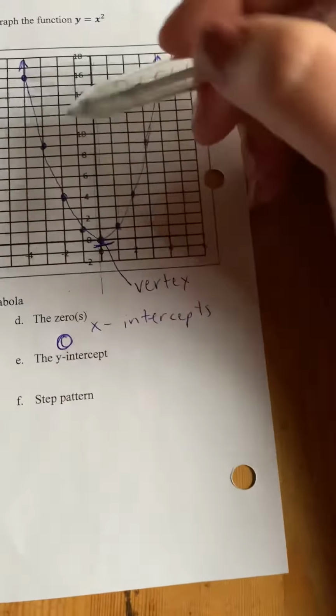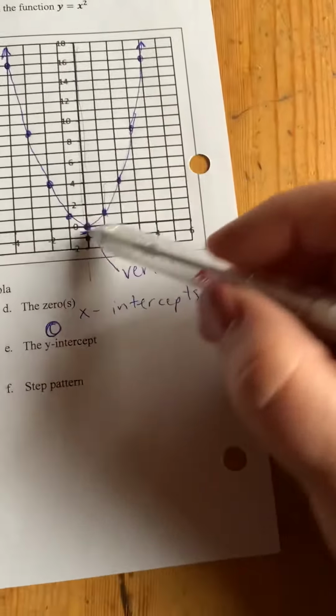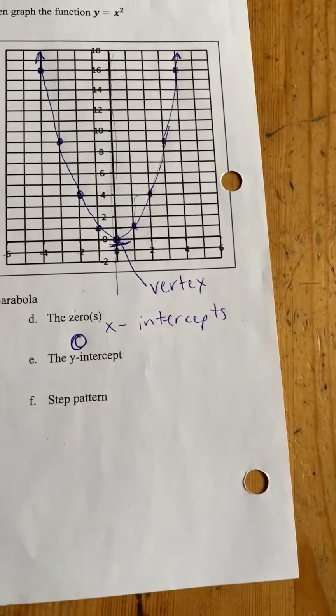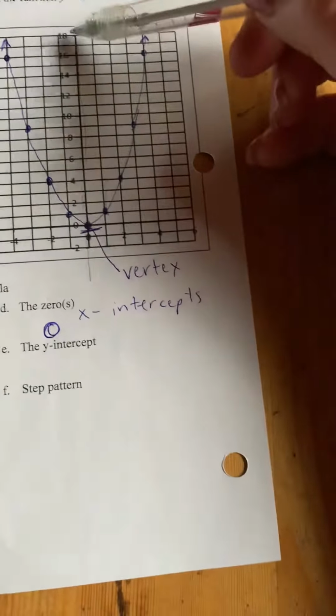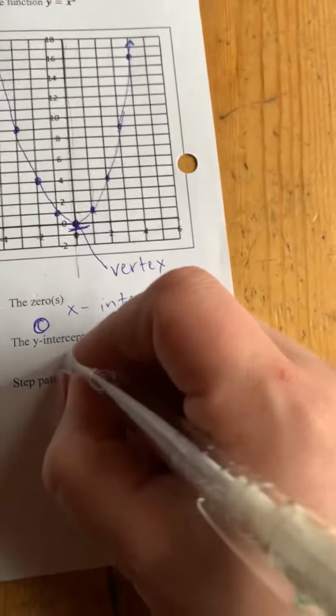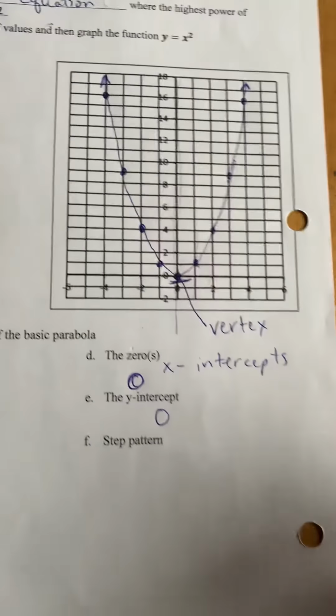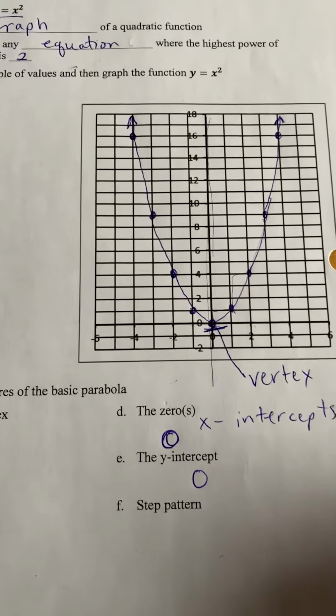The y-intercept, just like when we did slope before: where does the line cross the y-axis? Right here. And guys, you guessed it, it is at 0. Now, step pattern, I did mention that a few minutes ago.